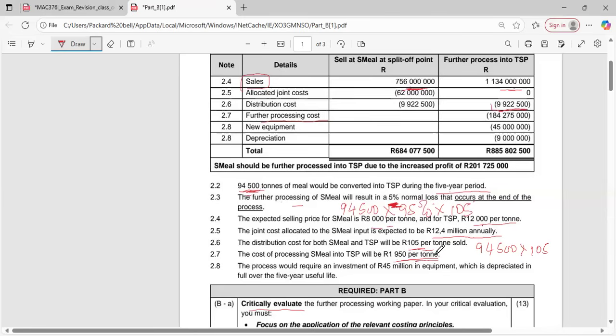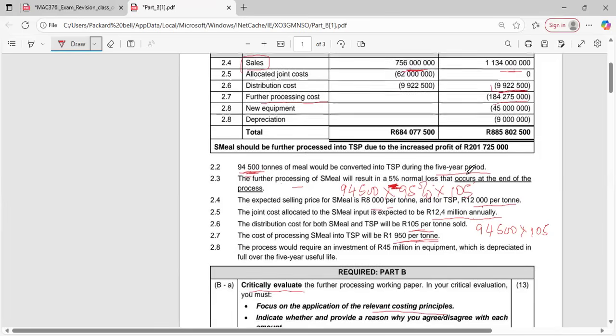It's going to be what? 184. So which means this figure is correct. Yes, it's correct. But you guys, you understand what I'm trying to say. This is just something that when you are in the exam, you will just say, okay, further processing of S meal into TSP, which means here the normal loss will occur at the end of the process.